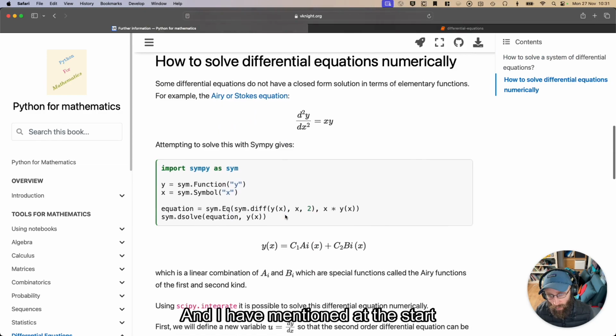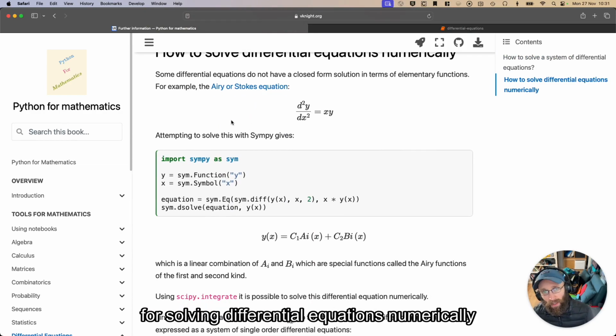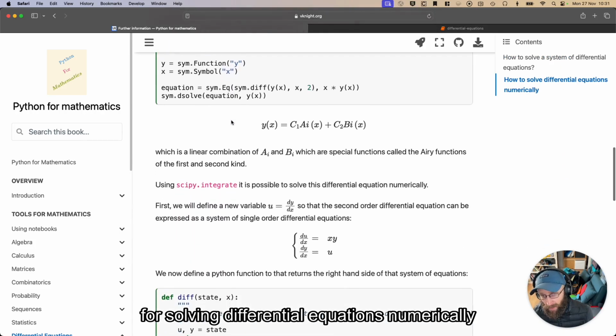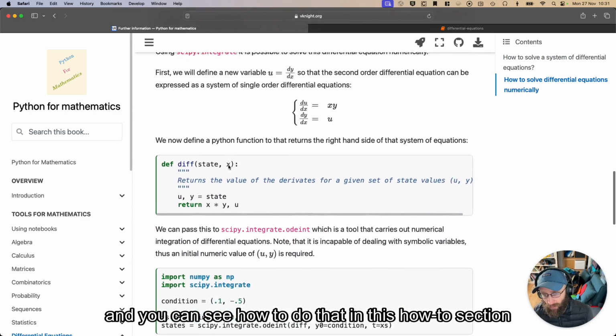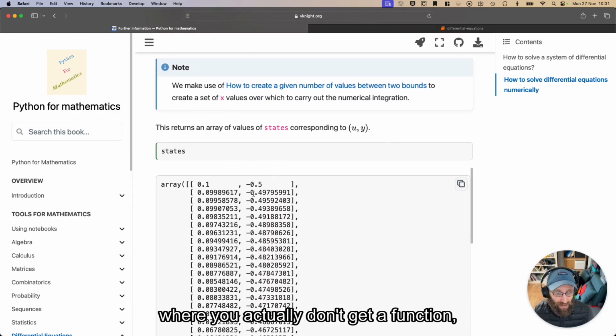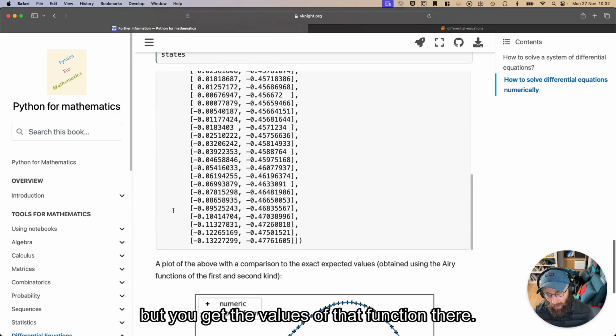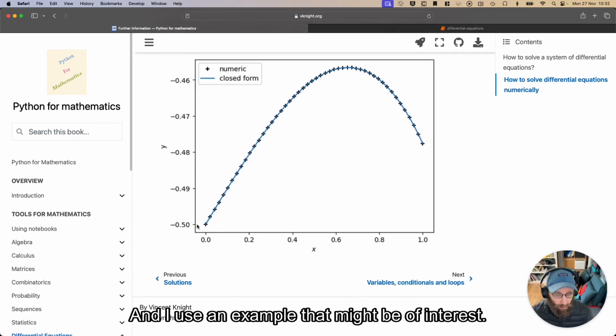And I mentioned at the start that Python has some excellent tools for solving differential equations numerically, and you can see how to do that in this how-to section if you're interested, where you actually don't get a function, but you get the values of that function. And I use an example that might be of interest.